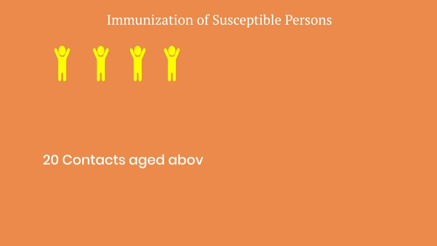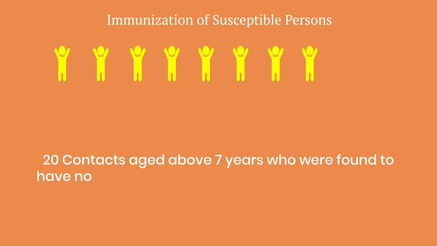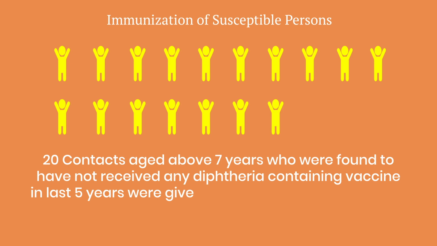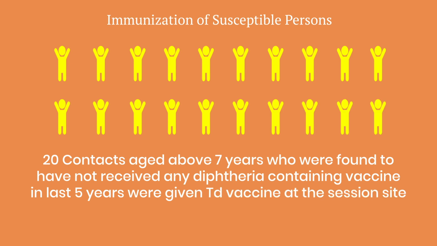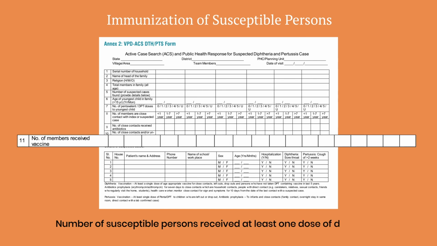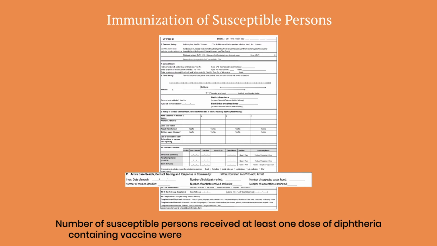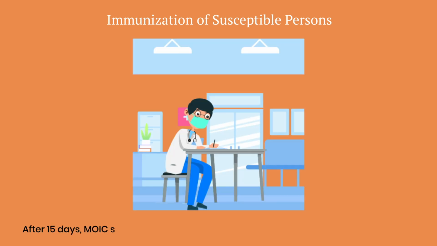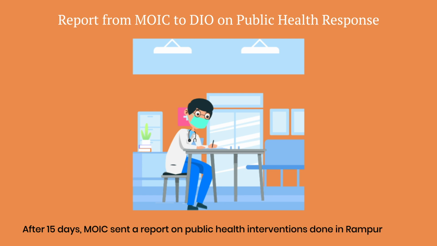20 contacts above 7 years were found to have not received any diphtheria-containing vaccine in last 5 years and were given TD vaccine at the session site. Number of susceptible persons receiving at least one dose of the diphtheria-containing vaccine were entered in the VPD ACS form and the CIF. After 15 days, MOIC sent a report on public health interventions done in Rampur village.